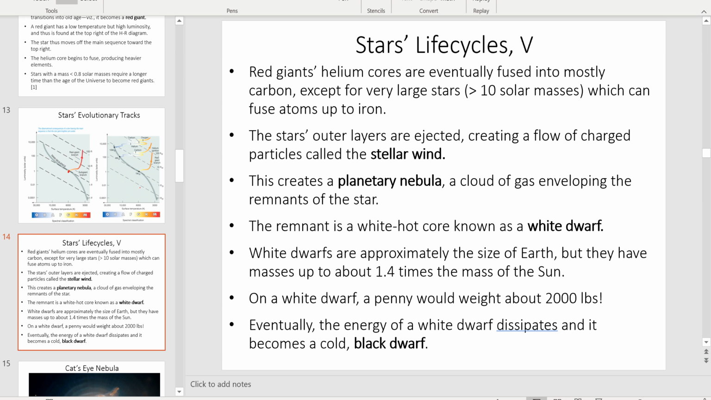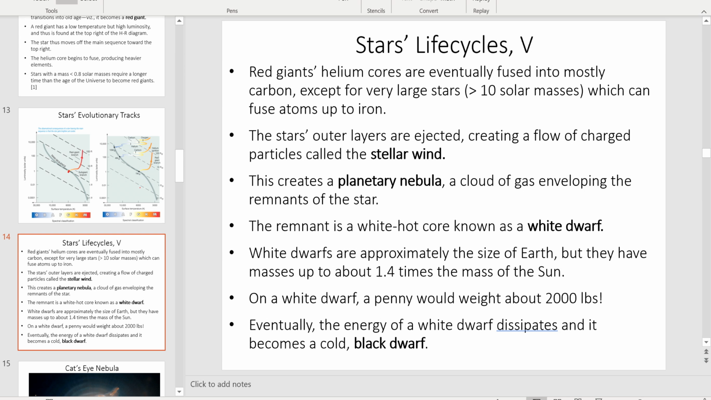And therefore, a planetary nebula consists of the core of the star, which we call a white dwarf, and then the gas that was ejected from the star enveloping it or around the white dwarf. That's a planetary nebula. The core, as I said, is known as a white dwarf, and this is a very hot object, as you can imagine, because it's the core of a star. White dwarfs are very dense. They are roughly the size of Earth, but they have masses up to about 1.4 times the mass of the Sun. So they're incredibly dense objects.